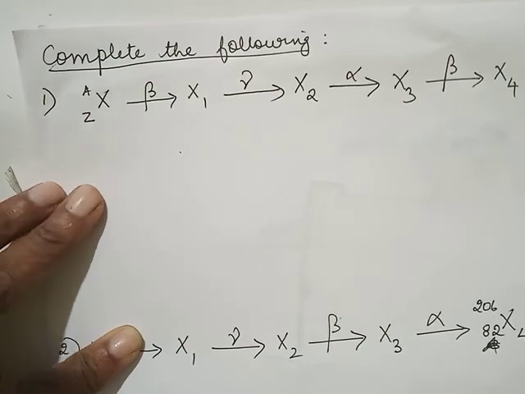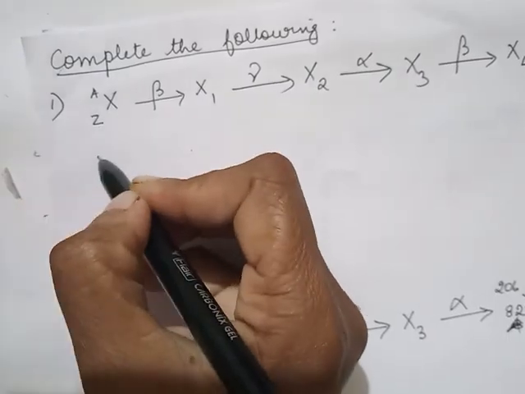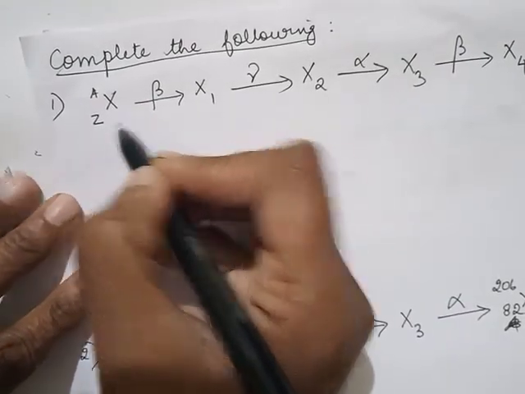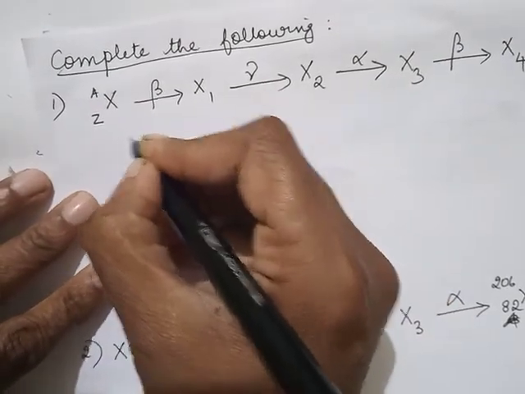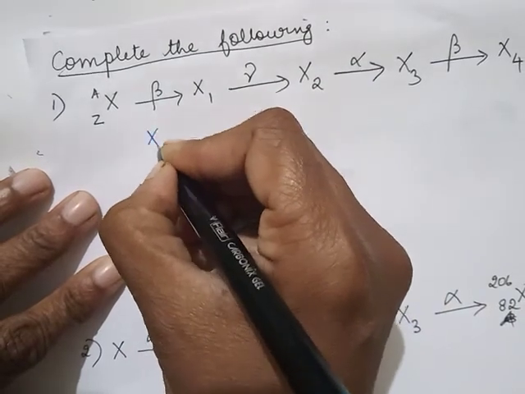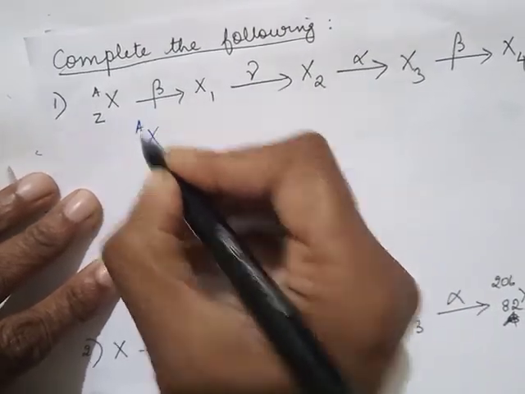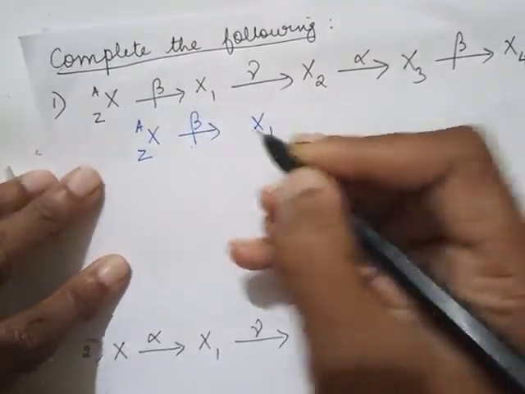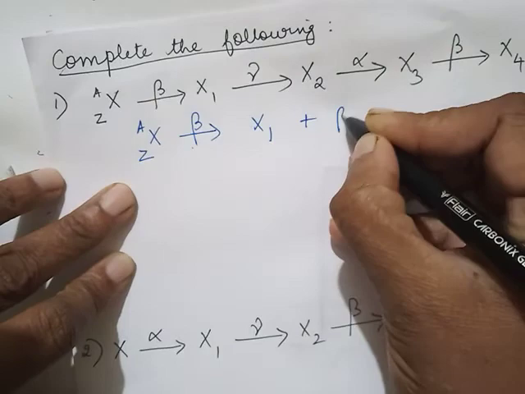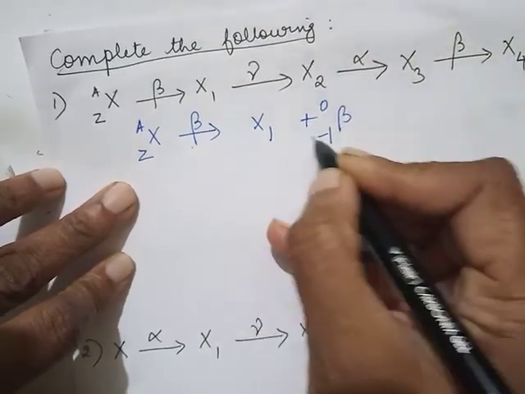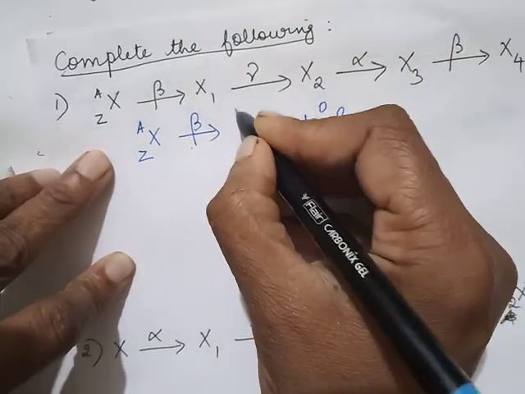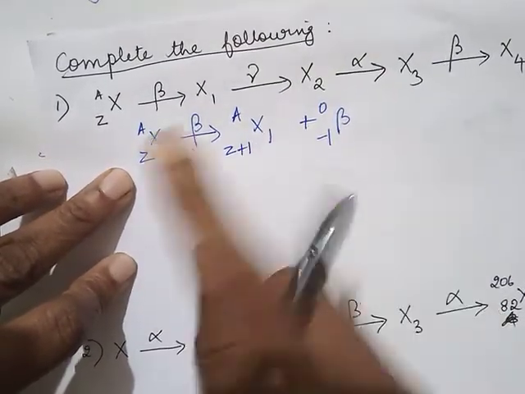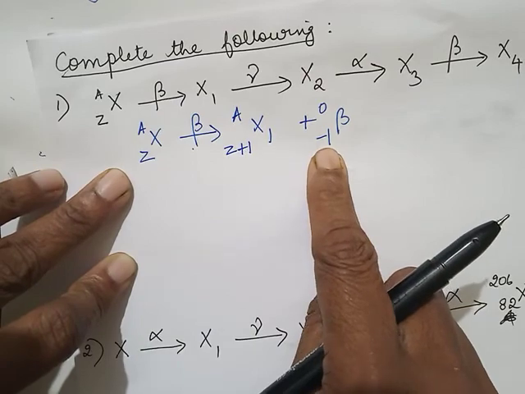In this case, they have just given X, A, Z. That means you have to keep it general. Specific values are not given. You can do it continuously, or step by step also. So X, A, Z, when it gives beta, you know beta will be 0, minus 1. So what will happen to X1? Its mass number will remain the same. Atomic number: add 1, minus of minus 1 is plus 1.